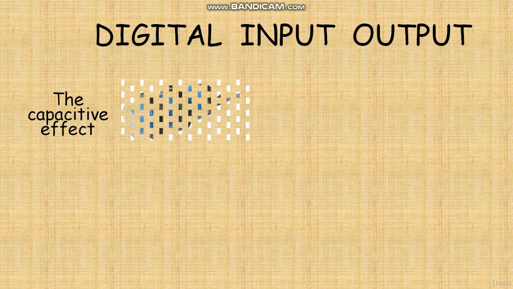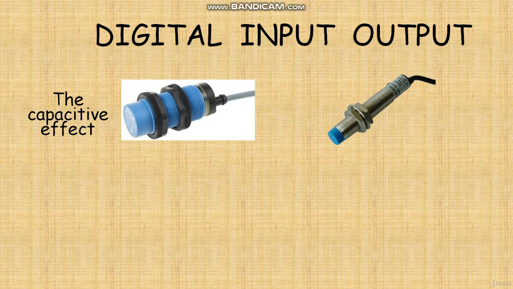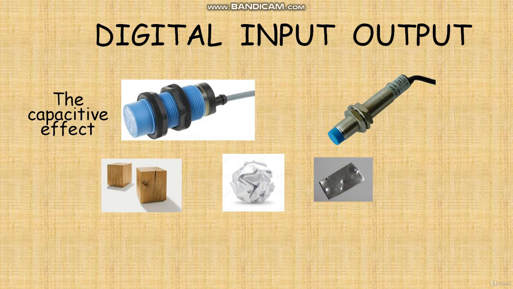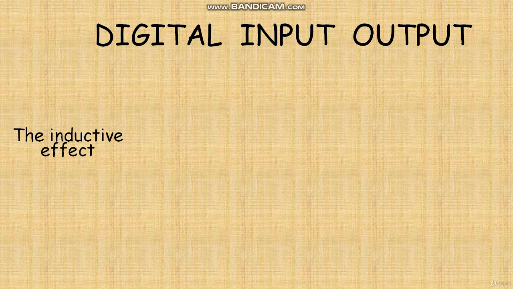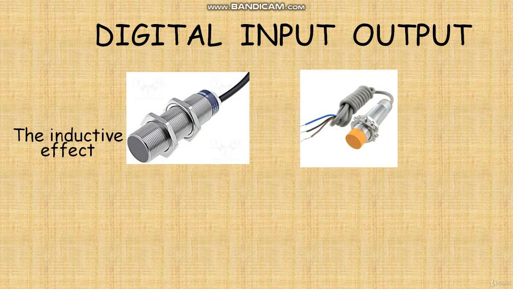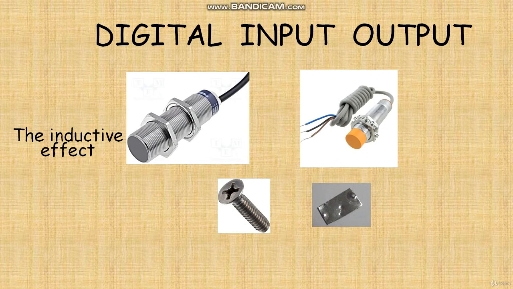The capacitive effect. Those switches will shift their contact in case you put anything near their heads, so they would detect paper, wood, metal. For this we call them capacitive sensors. The inductive effect. Those switches will only shift their contact in case you put any metallic item near their heads, so they would detect, for example, metals, screws. For this we call them inductive sensors.